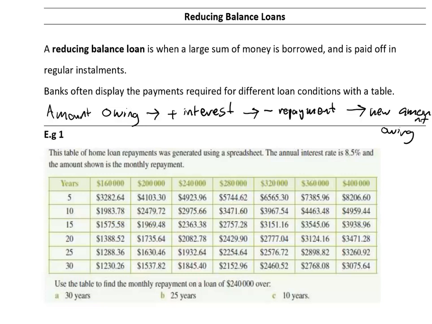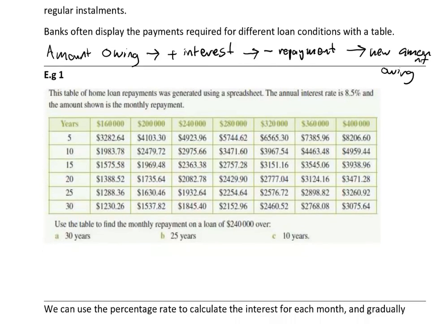So this first example, example 1, we're simply reading from the table, finding the right column and the right row, and then answering the question. Use the table to find the monthly repayment on a loan of $240,000 over different amounts of time. For this first one, we're at 30, and we're looking at 240,000. So for part A, our answer, or what our repayment will be, is just whatever value is given in that row and column.